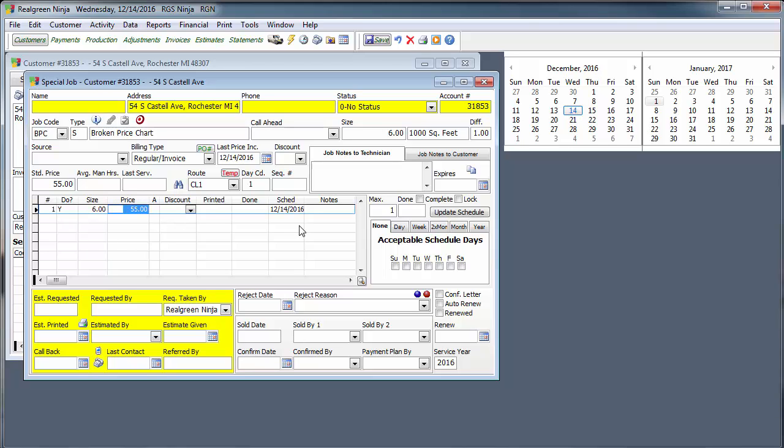So again, two things to pay attention to: one, make sure there are no blank lines at the beginning of the price chart, and two, make sure whatever that last number is on your price chart is the same number that's in that price per unit after.